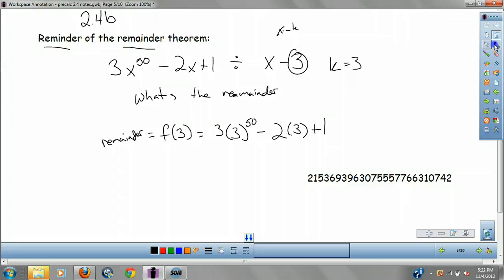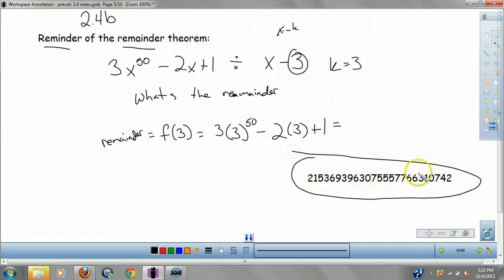And when I do this in my head or use Wolfram Alpha, you get this beast. Okay, I'm not even going to try it. So see how difficult this long division would have been? It would take you, well, at least 51 steps. Okay, when you could have just gotten a remainder by plugging it in.